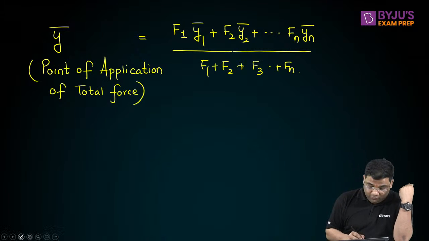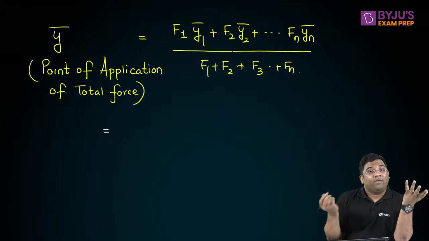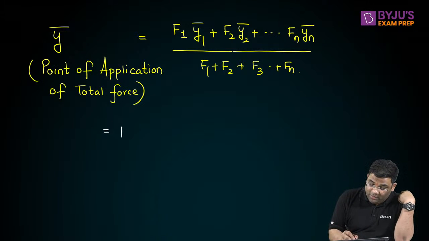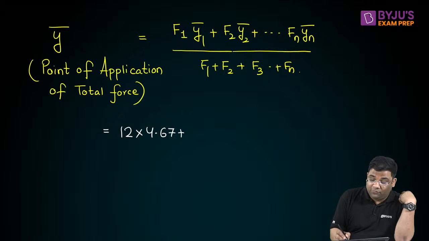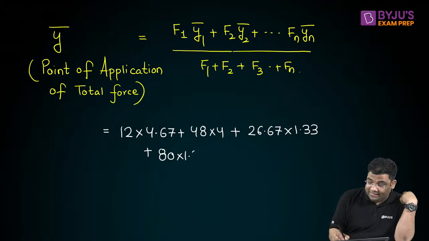Yes. Now total force we know. We have calculated. Individual forces we know. We can find out this. See, the first one was 12. It was acting at 4.67. The second one was 48. It was acting at 4 depth. And then third one was 26.67. It was acting at 1.33. The last one was how much? 80. It was acting at 1.33.